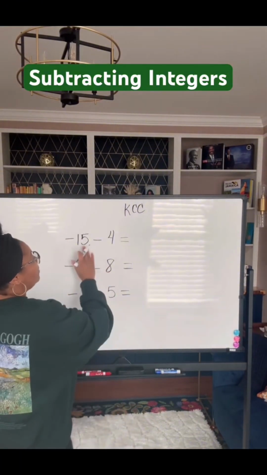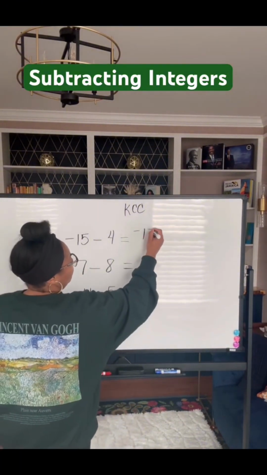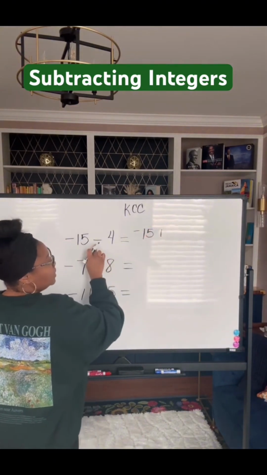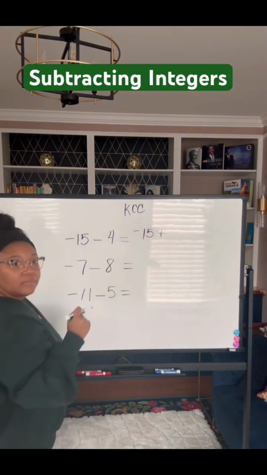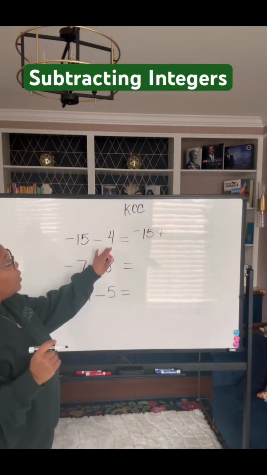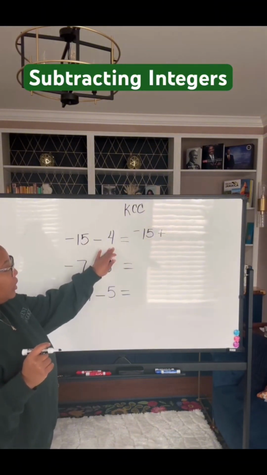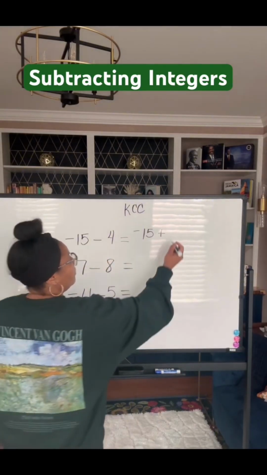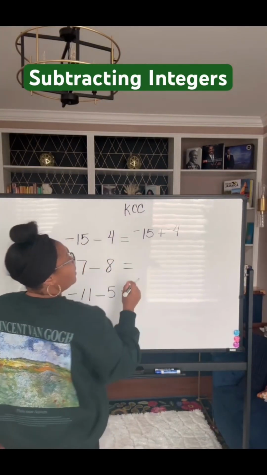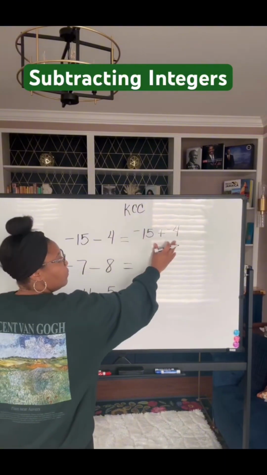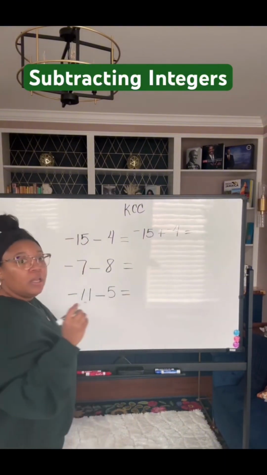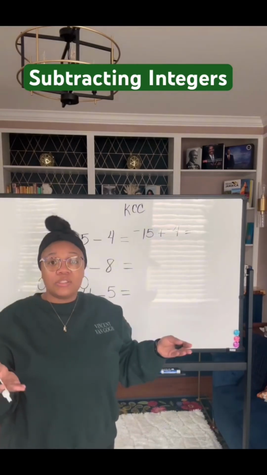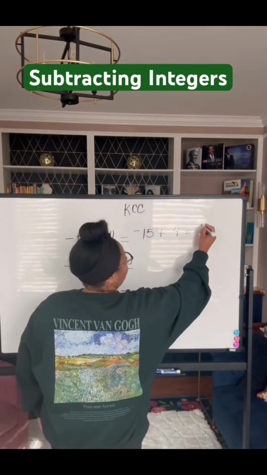So we want to keep the sign of the first number, which is negative 15, change the operation. So this is subtraction, we're going to change this to plus. Okay. And then we're going to change the sign of this number here, because really this is a positive 4, but we're going to change that to negative 4. Okay. So then we have negative 15 plus negative 4. And then we apply our addition integer rules. So negative 15 plus a negative 4 is going to give us, that's right, negative 19.